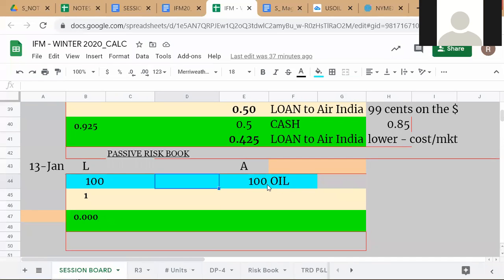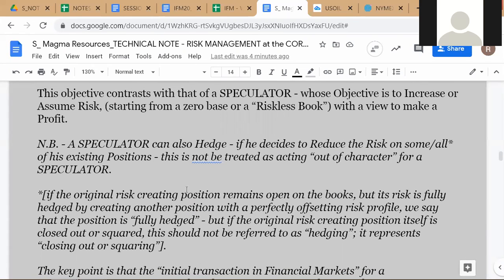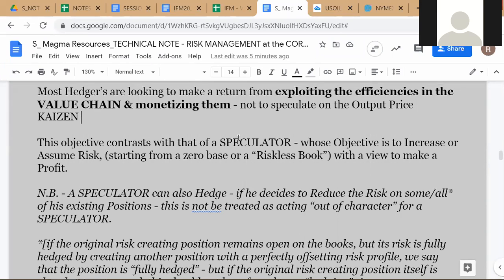And since you really don't want to be exposed to the fluctuations in the oil price, if you're a refining company, an exploration and refining company, in the case of Aramco, you start with an underlying position in oil, and then you try to hedge it so that you can remove your exposure to the output price and reduce the risk on your book. This is what you're trying to do, and this is the contrast between the hedger and a speculator. Generally we say that an active risk book is associated with a speculator, and a passive risk book is associated with a hedger.